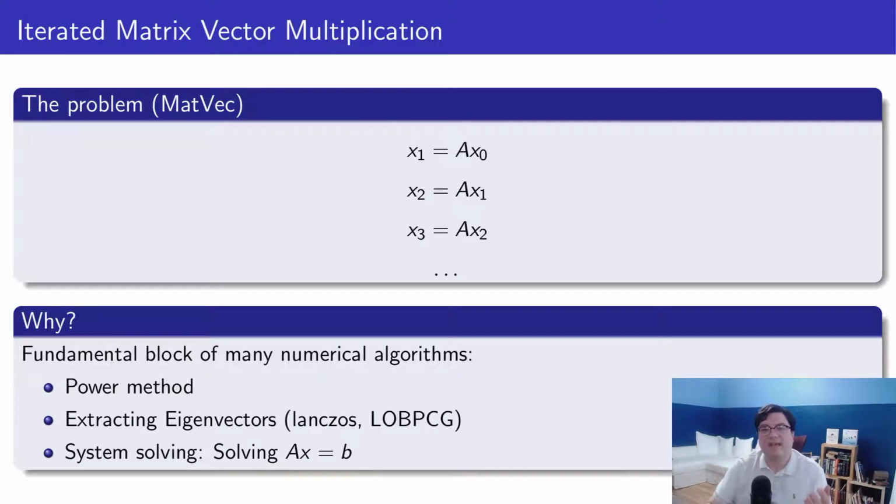We have a matrix A and an initial vector x0. We will generate x1 by multiplying A and x0. Then we will generate x2 by multiplying A and x1. The multiplication of the matrix by the next vector will continue for some number of iterations.